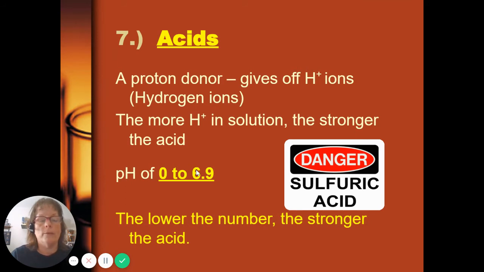Just to give you an example, vinegar is an acid. We can eat vinegar, it doesn't hurt us. And that's got a pH of around a 3, maybe a little less. So that kind of gives you an idea.